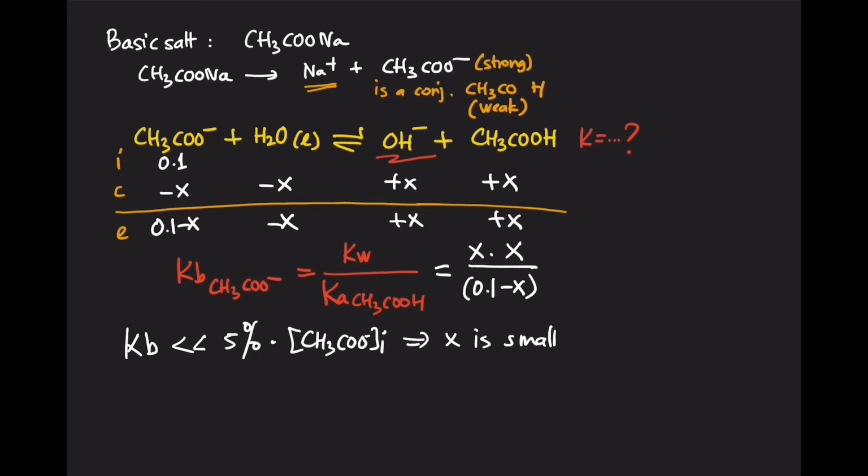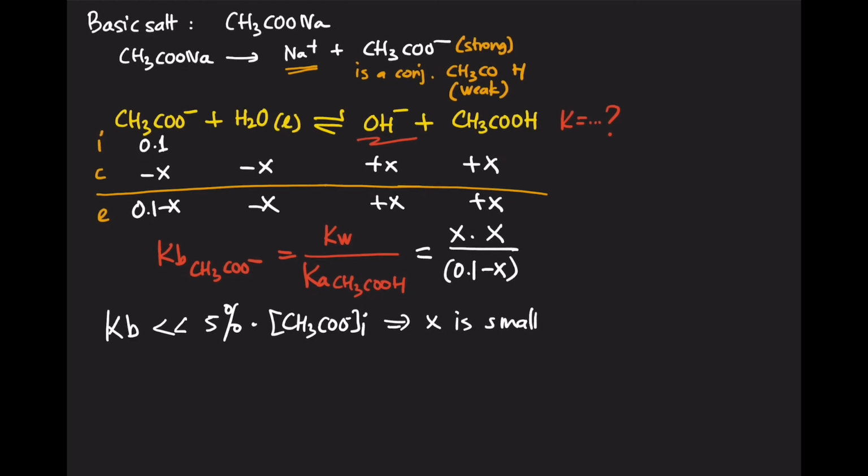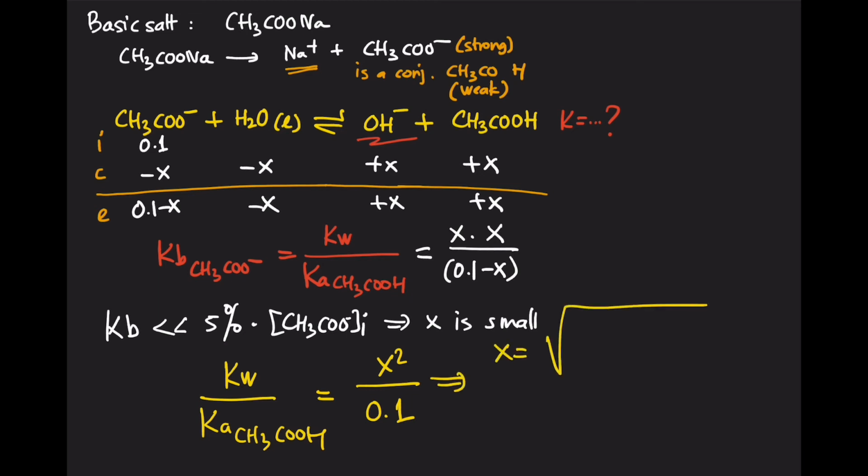And then we can write down this following equation, where Kw over the Ka of CH3COOH is going to be equal to X squared divided by 0.1. Now X is gone because it is super small. So then again, now we get the X, which is the square root of Kw divided by Ka of CH3COOH multiplied by 0.1, which is the initial concentration.